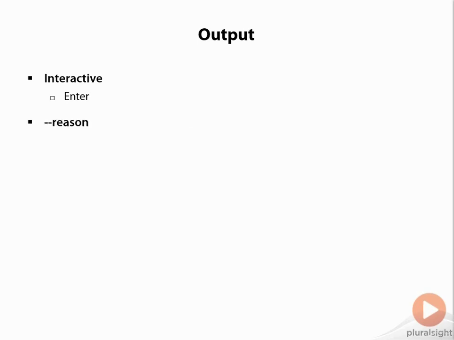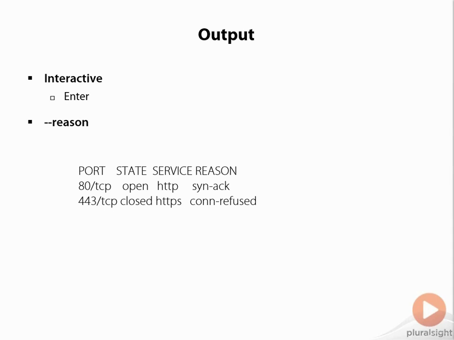Sometimes you'd like to know why Nmap has classified a port as either open or closed. The "reason" option alters the output with a 4th column that includes the result that caused Nmap to deduce the results it's displaying. In this example, we can see that Nmap classified port 80 as open because it received a SYN-ACK packet in response to its probe, and a connection refused response to its connection request on port 443. We'll talk more about these reasons and what they mean in the next module.